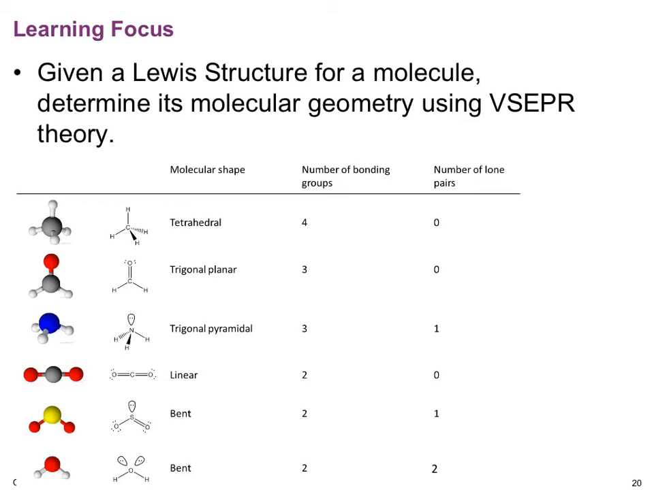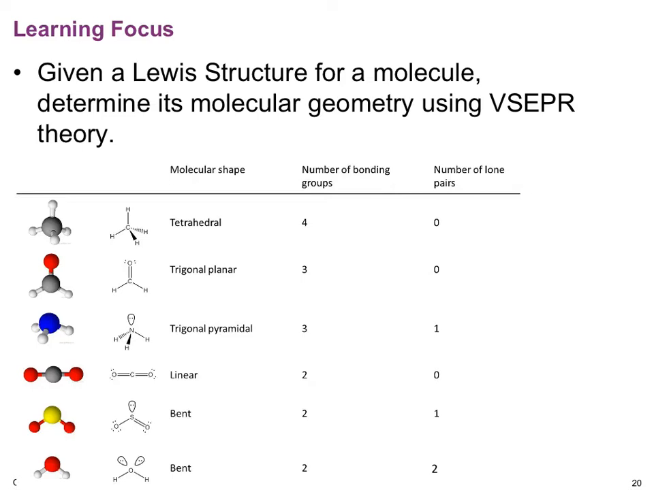In this video, we're going to learn how to take a Lewis structure and figure out its molecular geometry or molecular shape. And we're going to use a process called VSEPR theory, so VSEPR. This table here is going to be very helpful for you, so I encourage you to have it handy. Take a screenshot if you want. I will also try to remember to post it to Canvas for you.